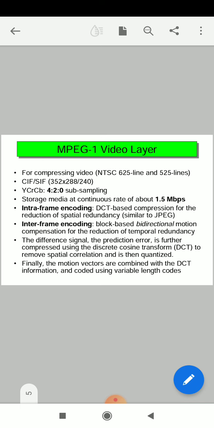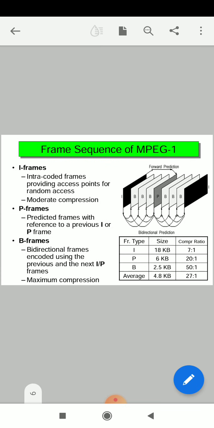Next, what are the layers available in MPEG-1? We are using intra-frame encoding and inter-frame encoding in this MPEG-1 video layer block diagram. The prediction error is also found, and we get the compressed video signal. We are using DCT for that. Three frame types are used in MPEG-1: I frame, P frame and B frame.